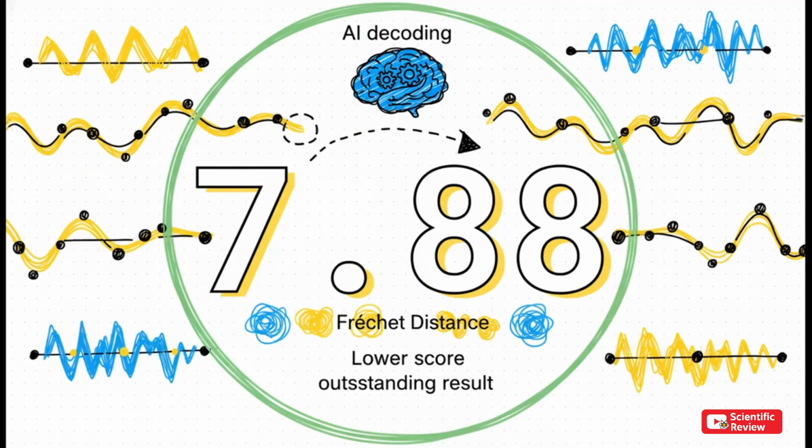We can even put a number on it using a measure called Fréchet distance. The score between the real and the generated data was just 7.88. Now, to put that in perspective, the distance between other known types of motion is way higher. A lower score means they are more similar, which makes this an absolutely outstanding result.